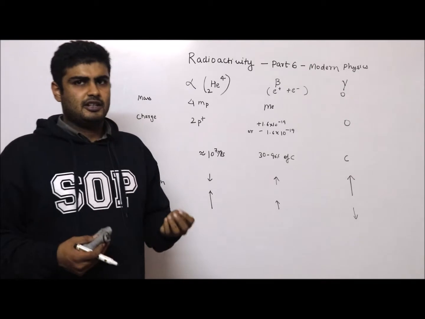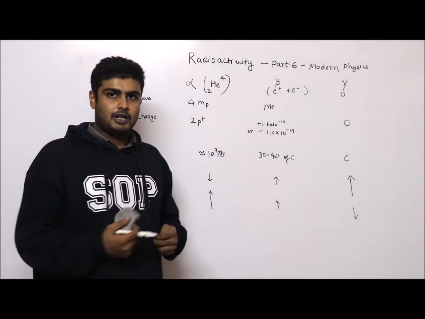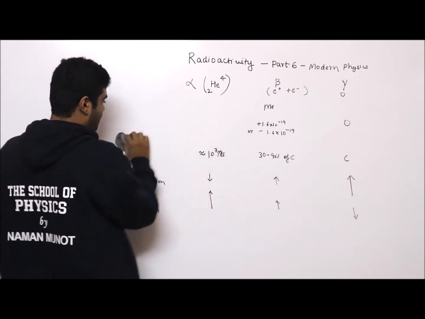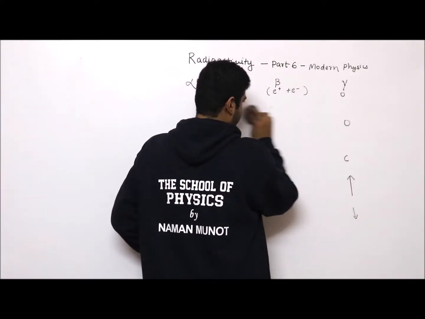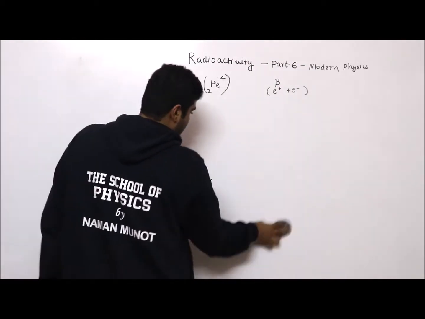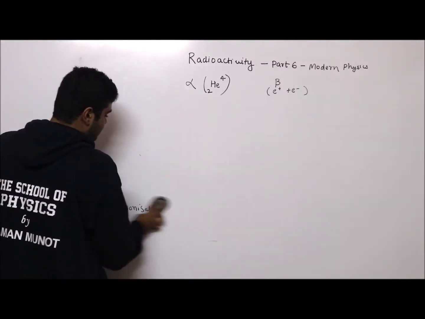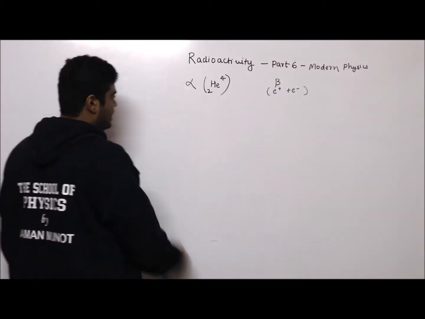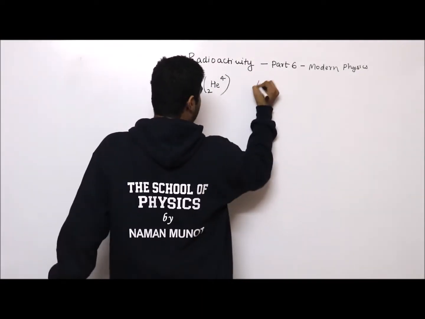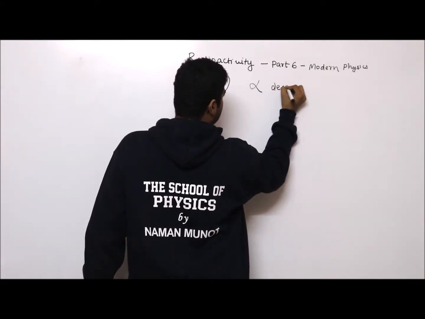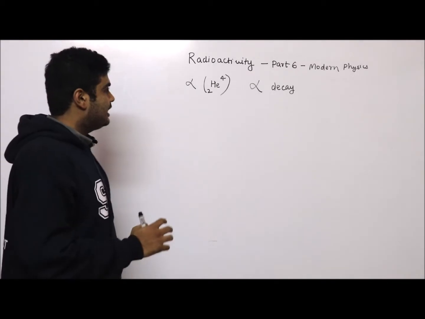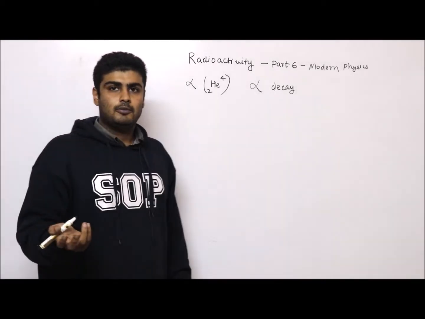I think this is enough. I'll give you an example of a nuclear reaction, don't worry. Whenever a nuclear reaction happens, there's some energy released. We'll call that energy Q. Say we are doing an alpha decay. So what will happen in an alpha decay? In an alpha decay, an alpha particle will be released.